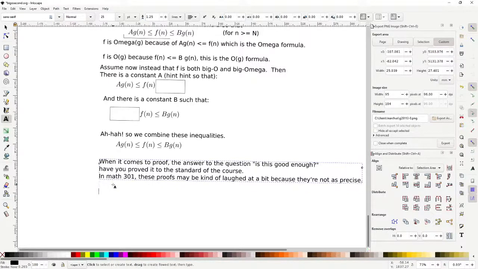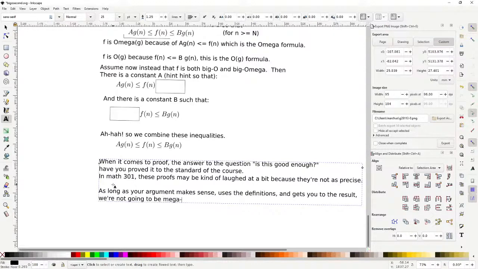But in this class, as long as your argument makes sense, and uses the definitions and gets you to the result, we're not going to be mega precise about the nature of the proof. Like, is this sufficient proof for a robot or a computer verified proof or whatever? We're not thinking that. I'm going to read it and I'm going to ask my question. Here is the secret question.